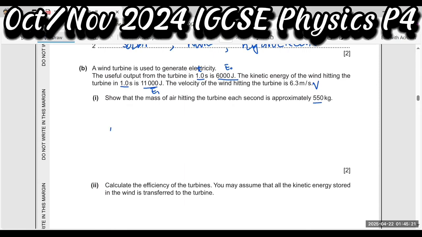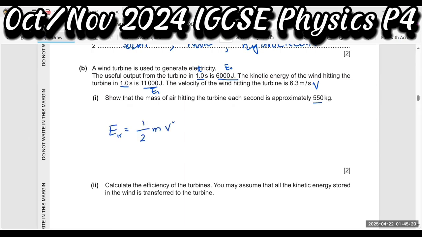Kinetic energy is equal to 1 by 2 mass times square of speed. Here we have the kinetic energy, 11,000. We have the velocity, and we need to find the mass. Very easy, just make the subject m.